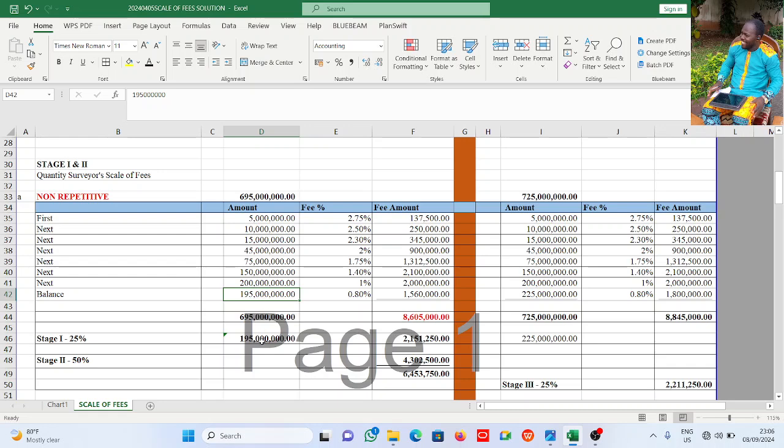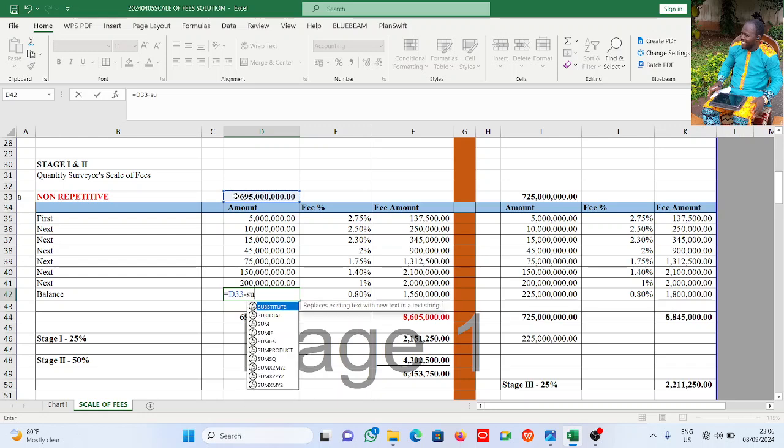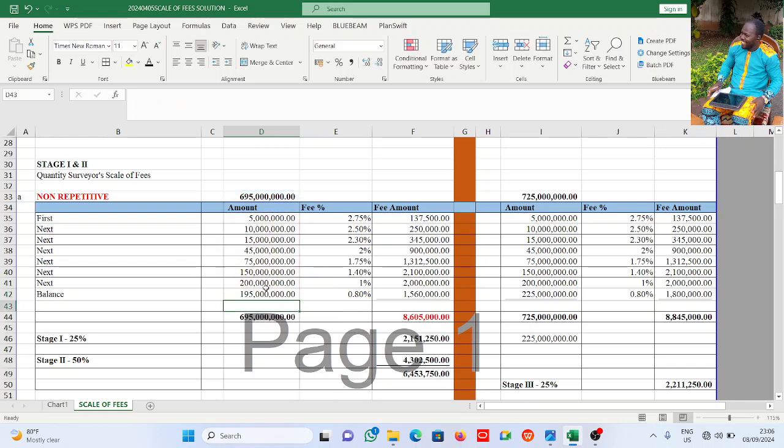Okay, let me just do it right here. This is equal to 695 less the sum of this. That is 195 million. So 0.8% of 195 million gives me that. So I sum everything up, I have 8,605,000 for non-repetitive works.